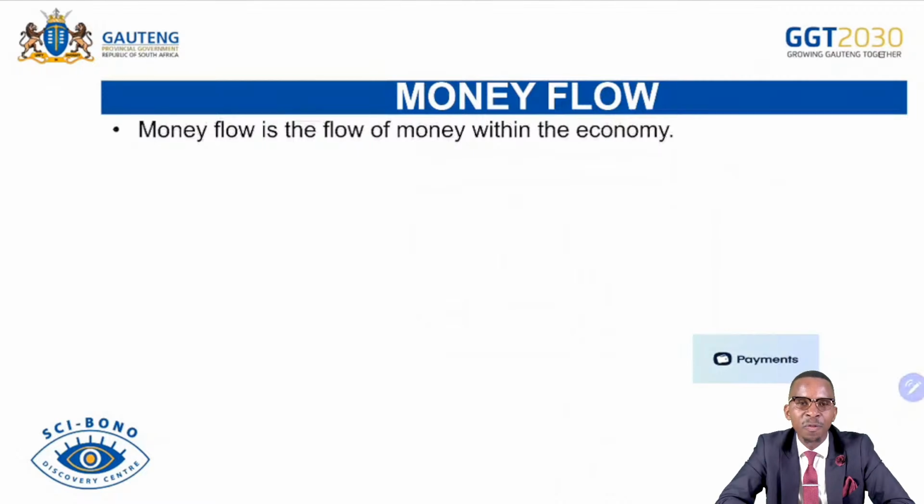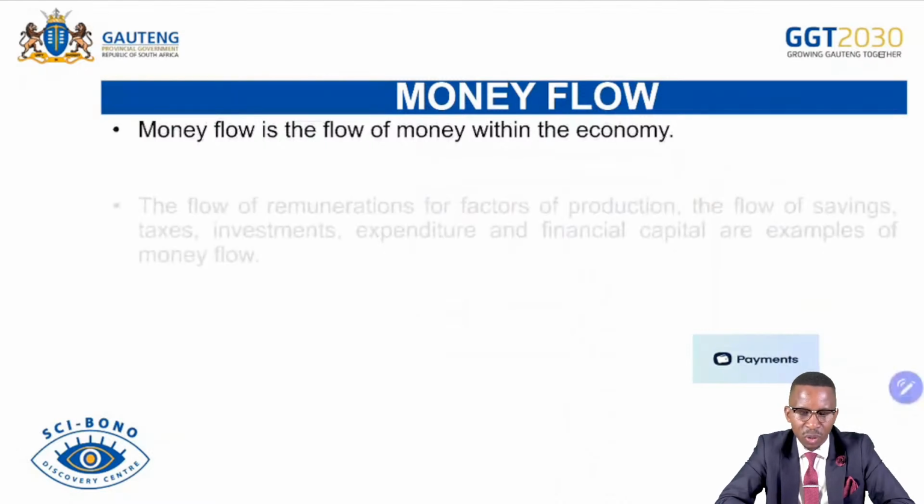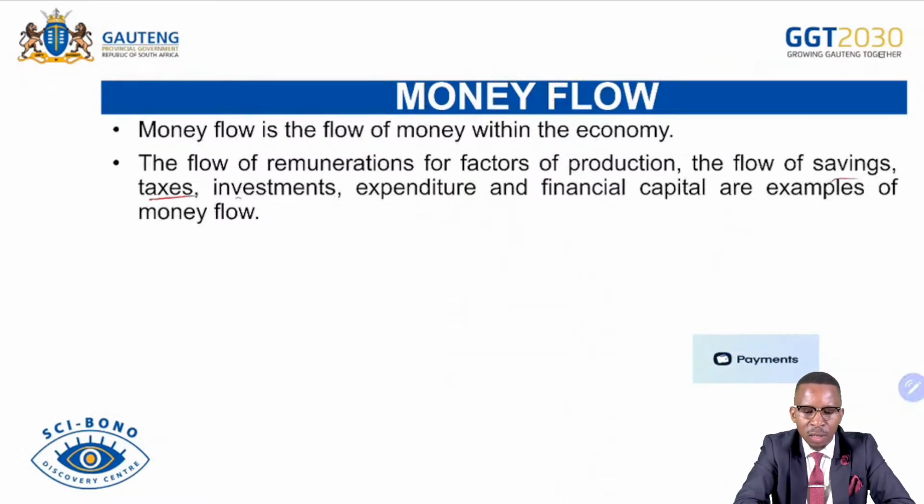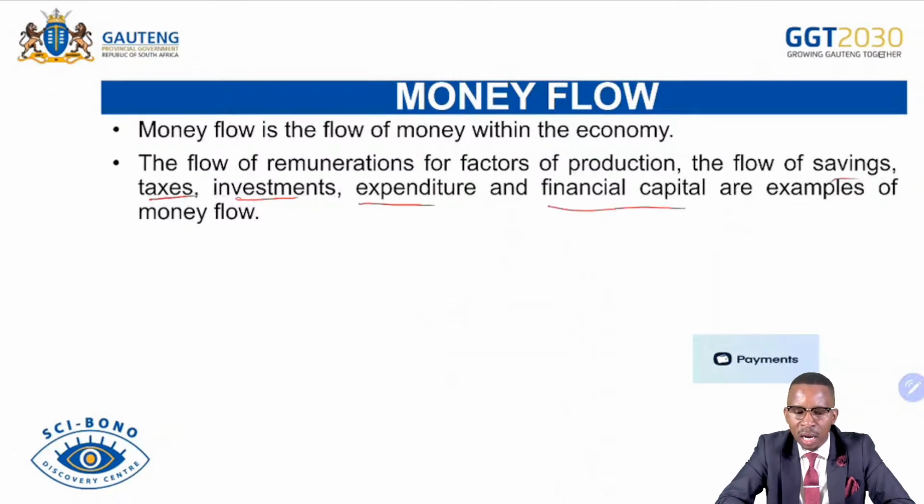Like I mentioned before, it can include the flow of all remunerations from firms to the household, from government to the household, the flow of savings, the flow of taxes, the flow of investments, borrowings, and the flow of payment for the imports and exports. The flow of remunerations for factors of production, the flow of savings, taxes, investments, expenditure, financial capital are some examples of the money flow in the circular flow.